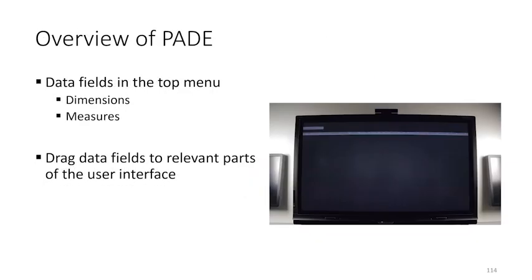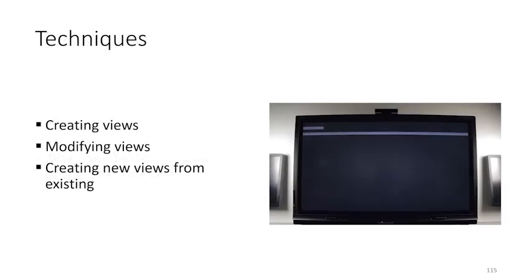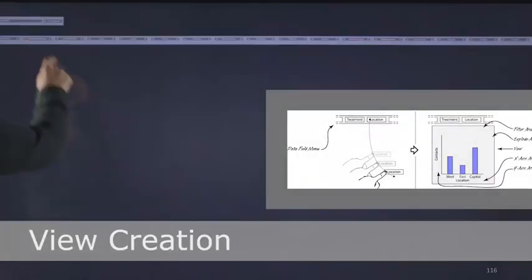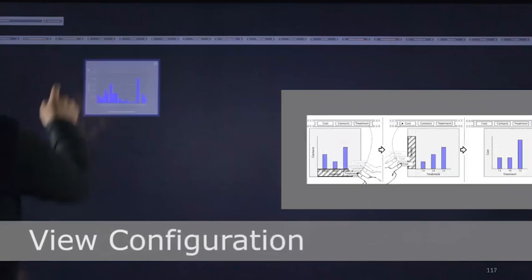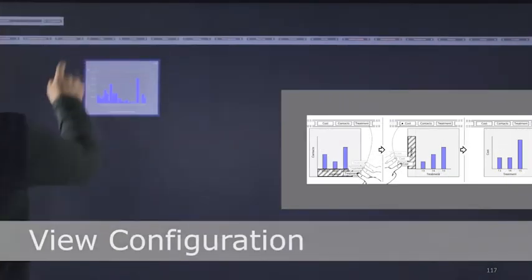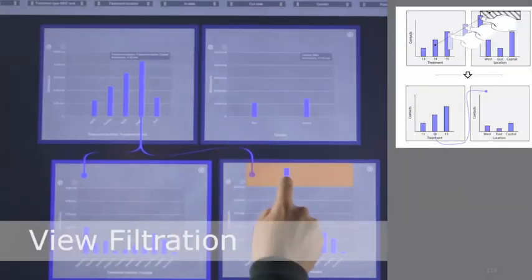This is some of the goals. I'll jump straight into the video because I think that may be more interesting. So this is one small example of this system where you have all the columns in the header of this table, and then you can just drag a column down and then you get a small visualization. You can also drag columns down to configure the axes. You can take data from one visualization and use that to filter another one.